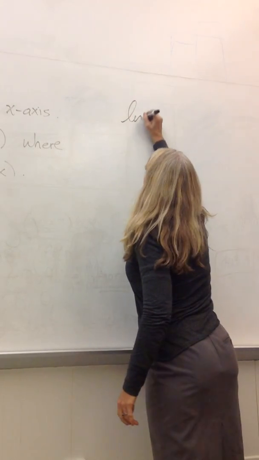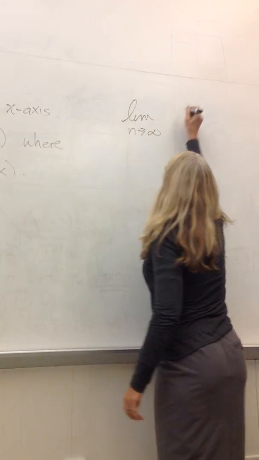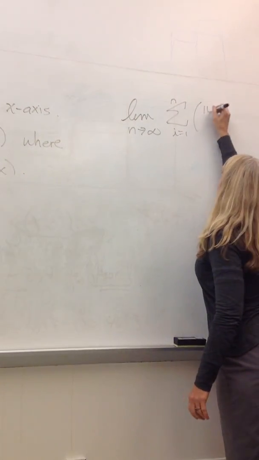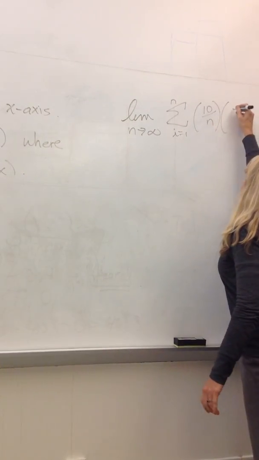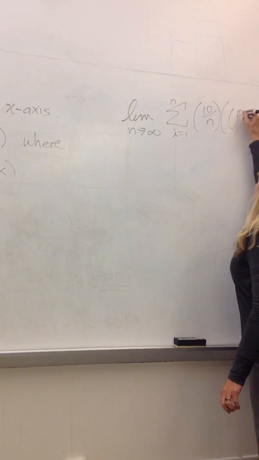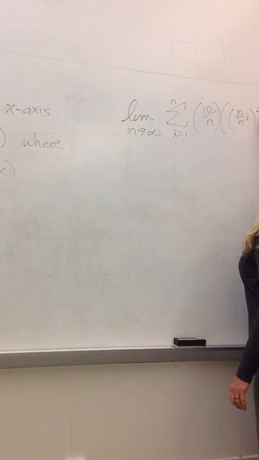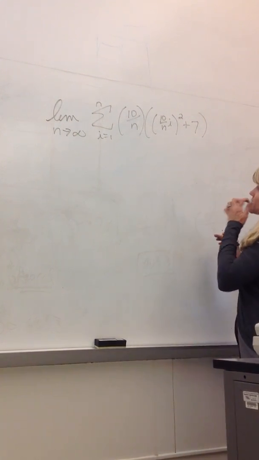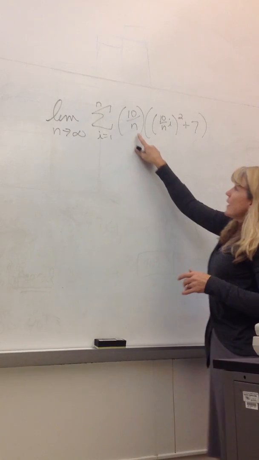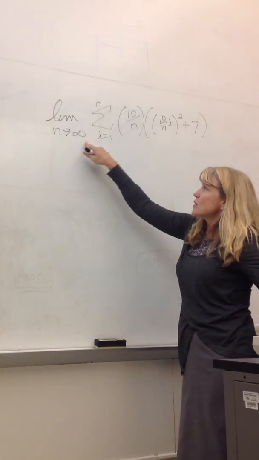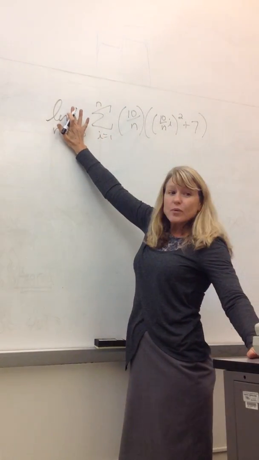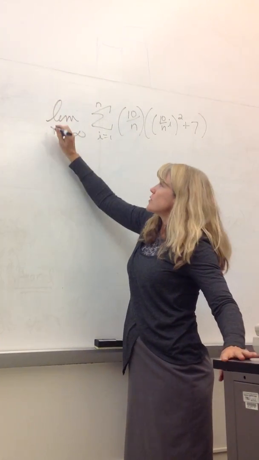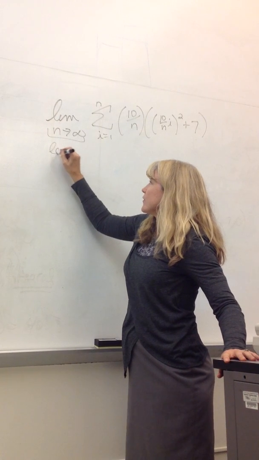We're trying to figure out the limit as n goes to infinity of the sum from i equals 1 to n of 10 over n, and we're doing right endpoints, so 10 over n times i squared plus 7. So first of all, I know n is going to infinity, but we're actually going to ignore the limit until the very end of the problem, okay? So we're going to worry about this later.